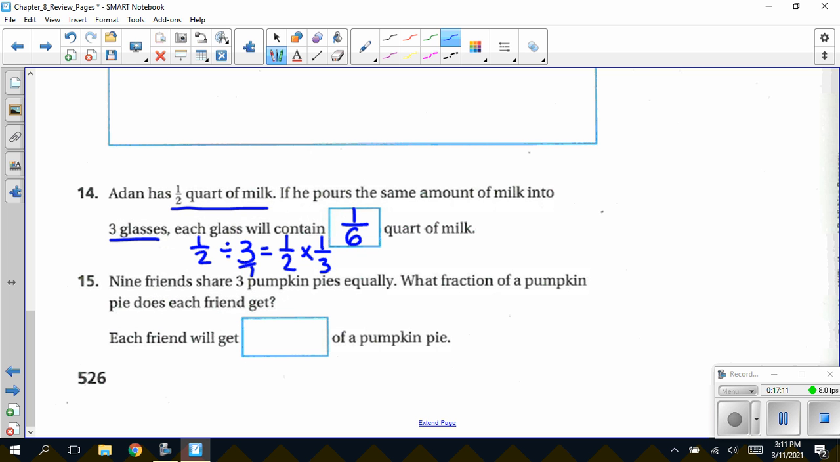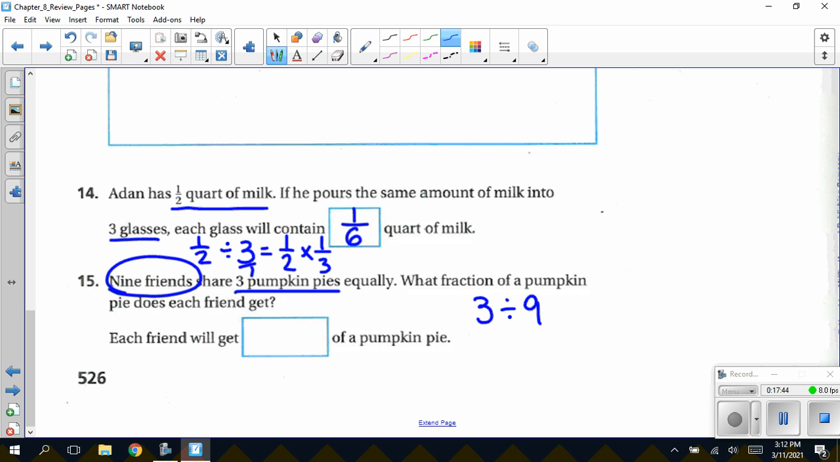Question number 15, it says 9 friends share 3 pumpkin pies equally. What fraction of a pumpkin pie does each friend get? So again, from 8.3, we know that it is the pumpkin pies that need to be divided up. And I have 3 of those pumpkin pies, so that is my first number that I list as my divisor. Then I need to figure out how many people are sharing these 3 pies, and I see that there are 9 people sharing it.